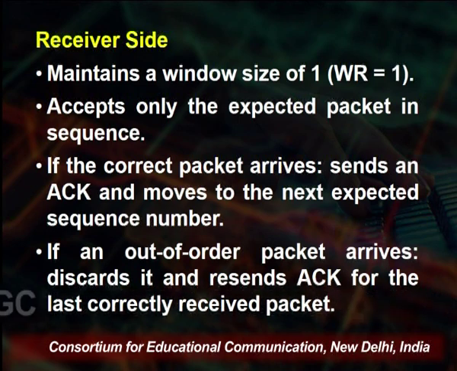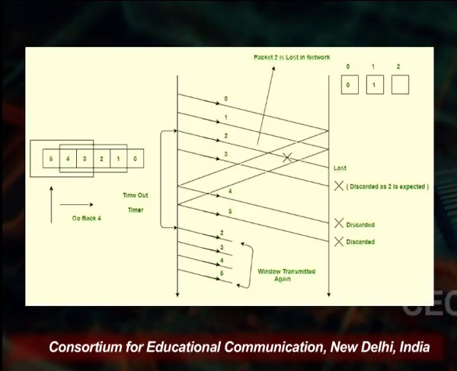If an out of order packet arrives, so for example 2 is missed and then 3 arrives while 2 was expected at the receiver's end because 1 was already received, then 3 is out of order, so it is going to be discarded and the receiver is going to resend ACK1 because 1 was the last correctly received packet. Now this whole scenario we can understand with the help of this figure.